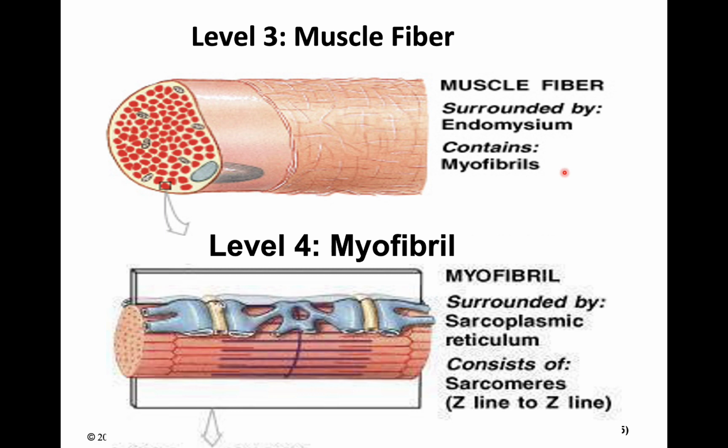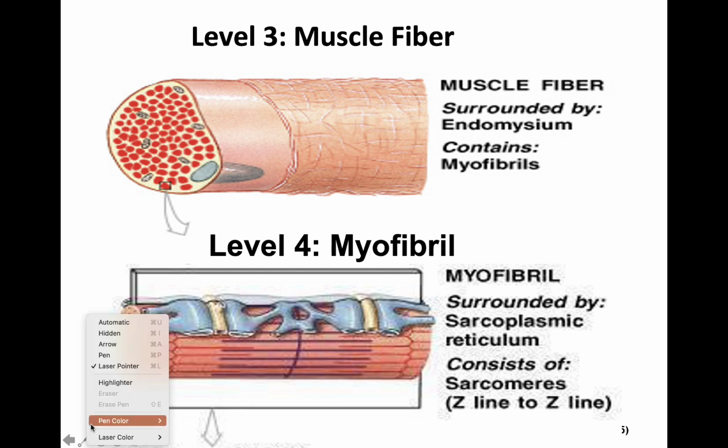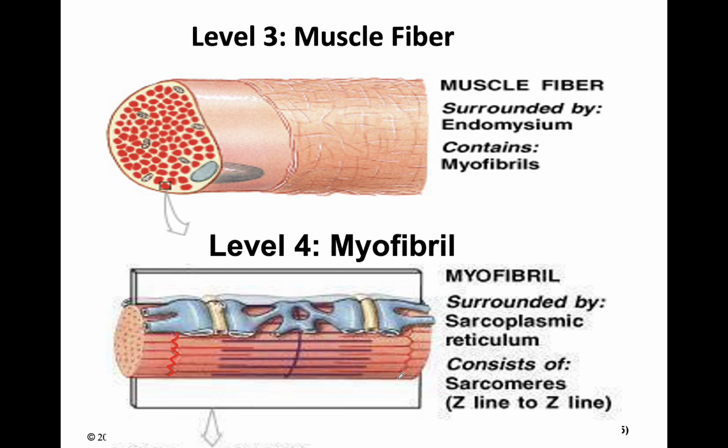myofibrils. Now, if you look at a myofibril, the myofibril is covered by this blue net-like structure called the sarcoplasmic reticulum. We will talk about its function in just a little bit. That sarcoplasmic reticulum covers each myofibril, and these myofibrils extend from, you see this zigzag line and this zigzag line. So these myofibrils are made out of these continuous units of zigzag line to zigzag line. This is called a sarcomere.